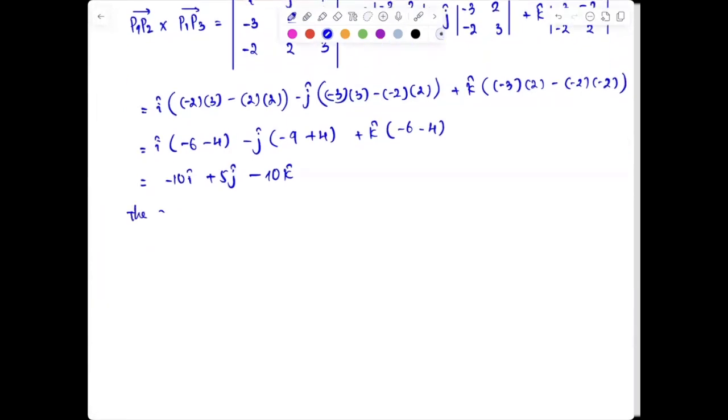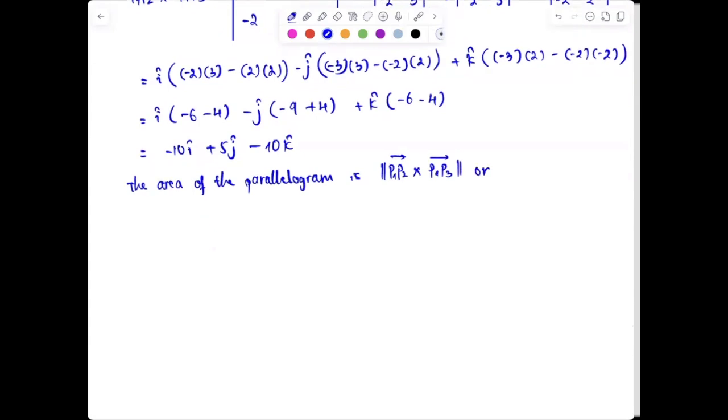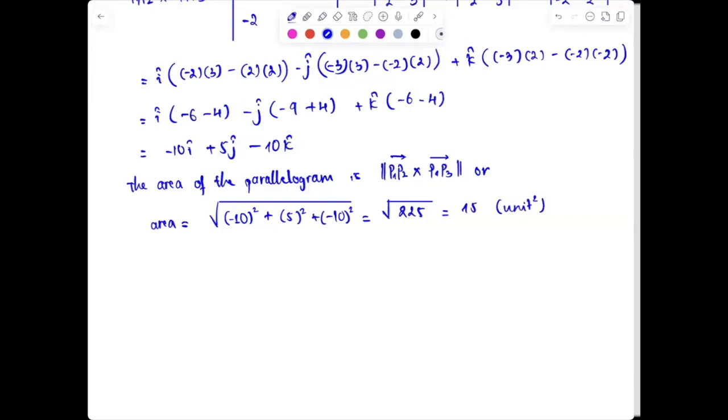So the area of the parallelogram is the magnitude of P1P2 crossed with P1P3, or the area is equal to the square root of the sum of each component squared. So -10 squared plus 5 squared plus -10 squared again. And if we do the calculations correctly, it's supposed to be the square root of 225, or 15, for the answer. The unit in this case is going to be unit square because we are calculating the area.